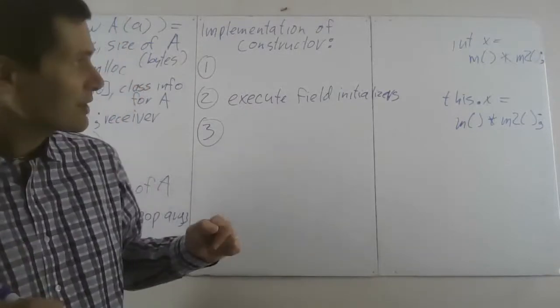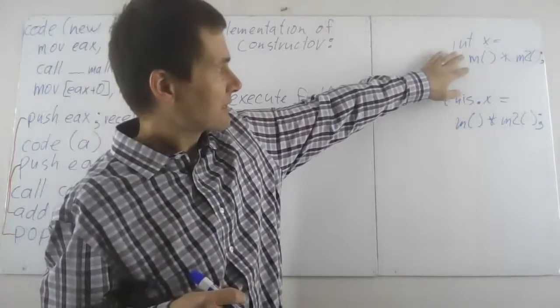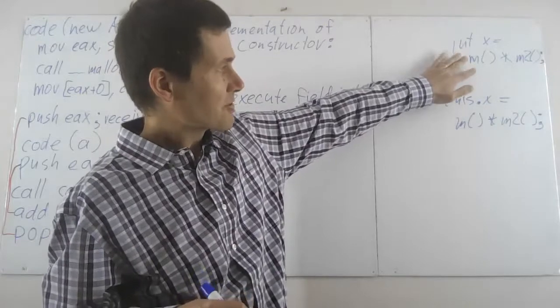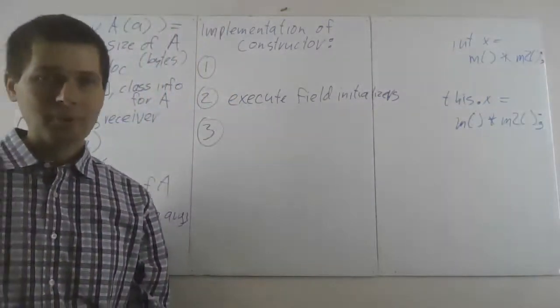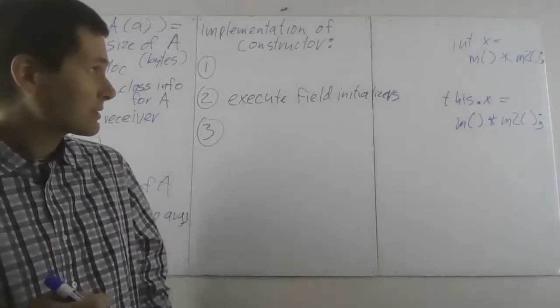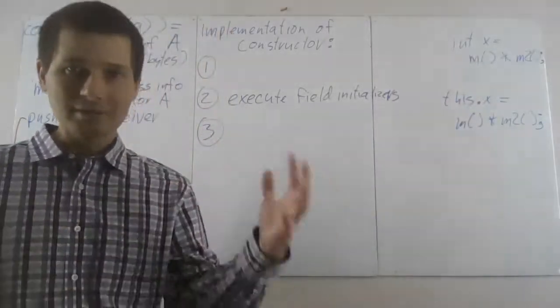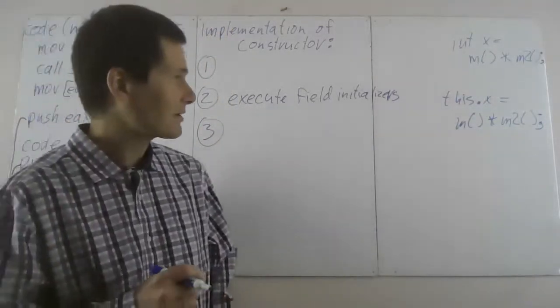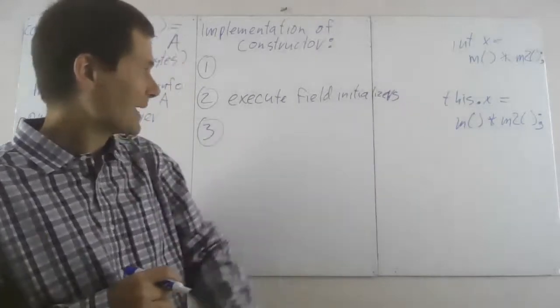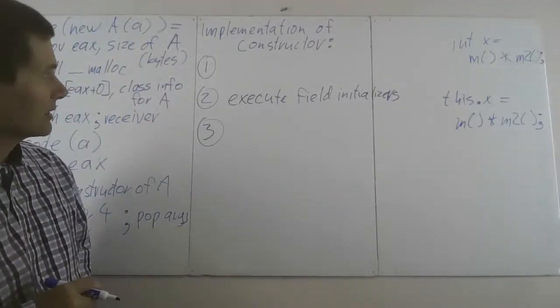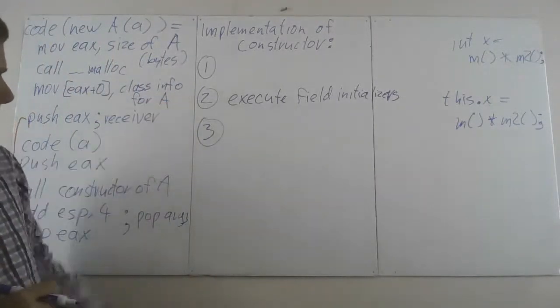At least in Java, they're somewhat limited in that they can only be expressions and not statements. But in some other languages, the initializers could be even more general than that. So the easiest way is to just embed them inside your constructor. So that's step number 2.